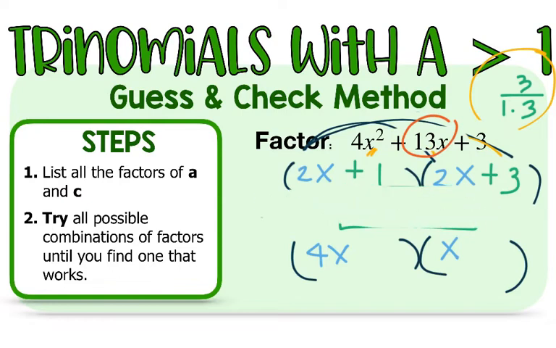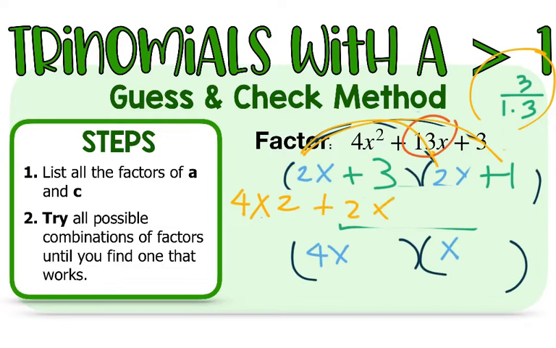So let's go back, and instead of putting the 1 here and the 3 here, let's try what would it look like if I switched it. What if I put the 3 here and the 1 here? Okay, so let's try that. So 2x times 2x, again, gives me 4x squared. 2x times 1 gives me 2x. 3 times 2x gives me 6x, and then of course 3 times 1 gives me 3. Again, when I add these, I'm getting 8x, and what I needed was 13x, so that can't be right.